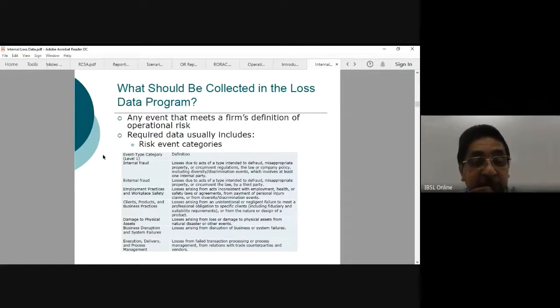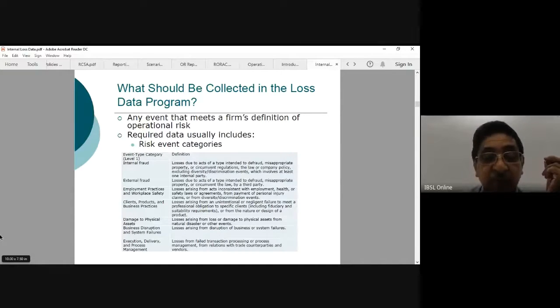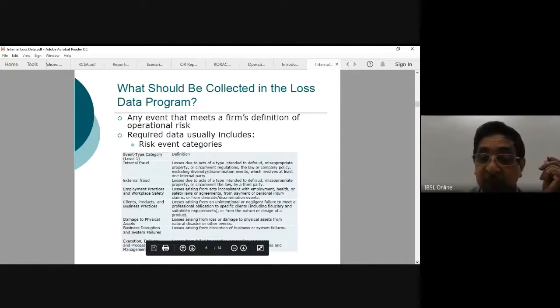Damage to physical assets, that's very simple. Business disruption and system failure, you all can understand what it is. Then execution, delivery, and process management: losses from failed transaction processing. This is very much related to processing, especially transaction processing.